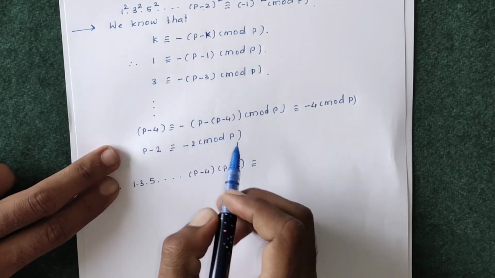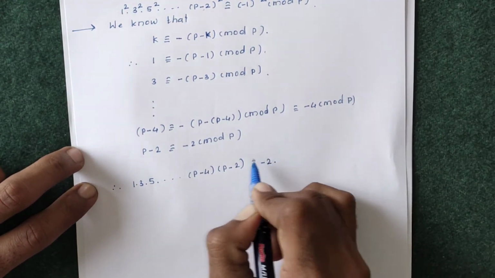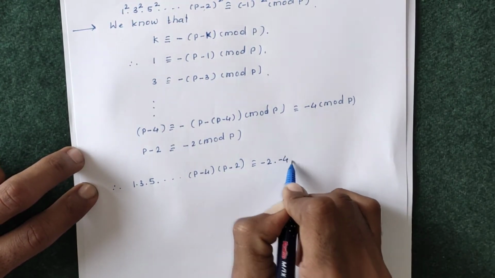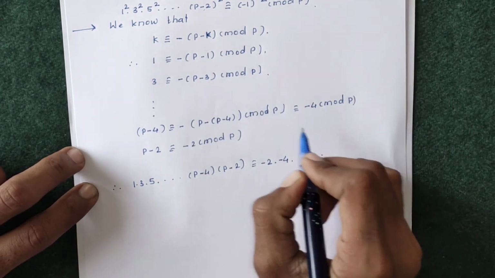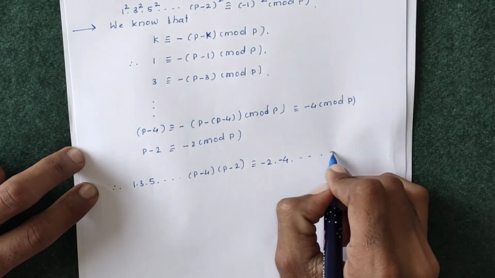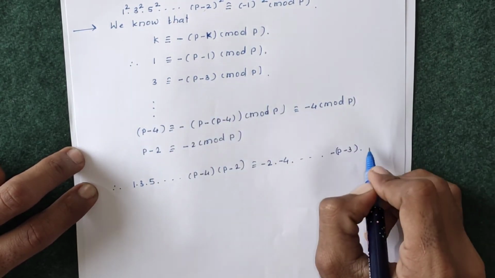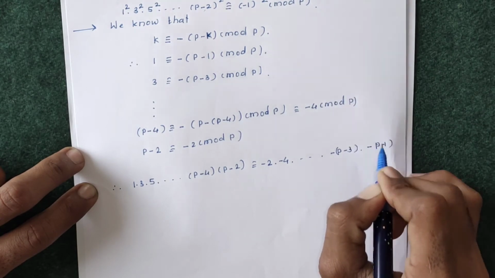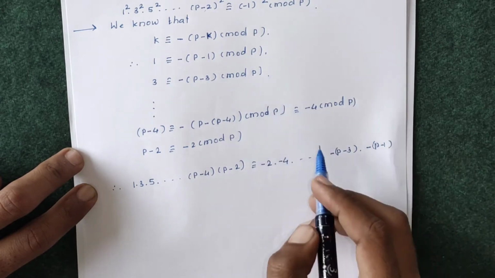So rearranging, we can write minus 2 into minus 4 into minus 6 into this multiplication up to minus of p minus 3 into minus of p minus 1 under modulo p.